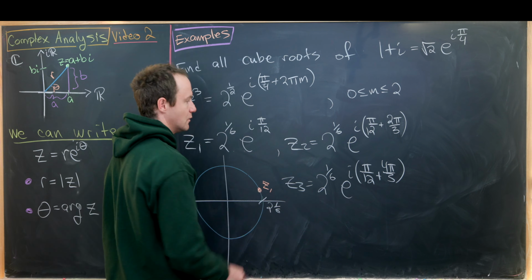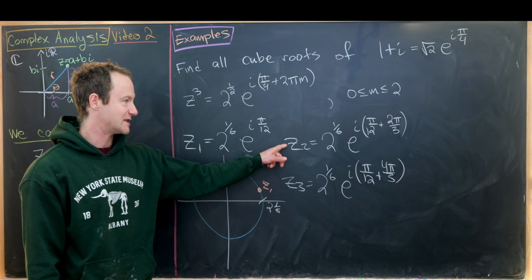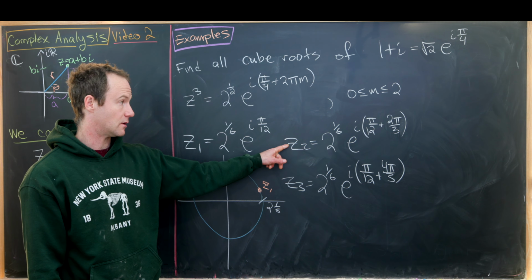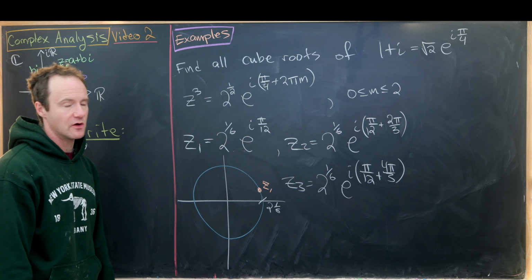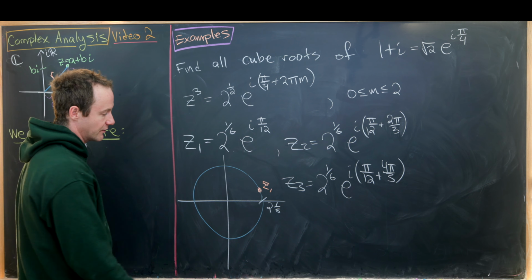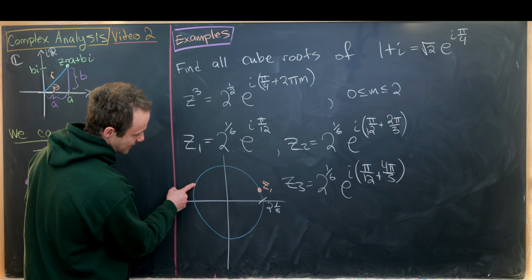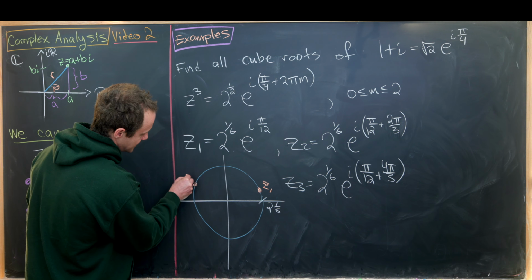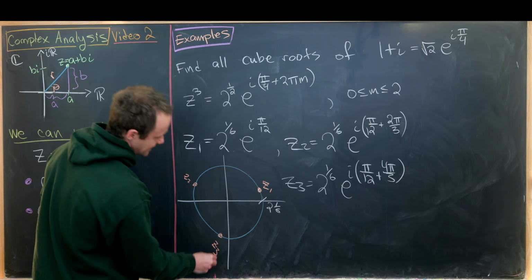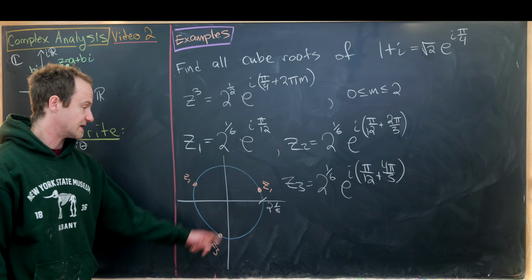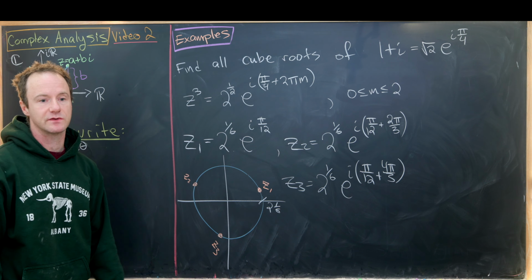So that's z1. Now what happens to this? Well, it's on the same circle, but the argument has increased by 2 pi over 3. So that's like 120 degrees. So that's going to put us over here somewhere. So that'll be z2, and then we'll be over here somewhere for z3. Okay, so that looks like a good plot of these 3 points.